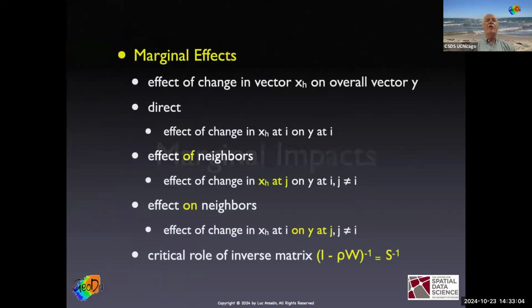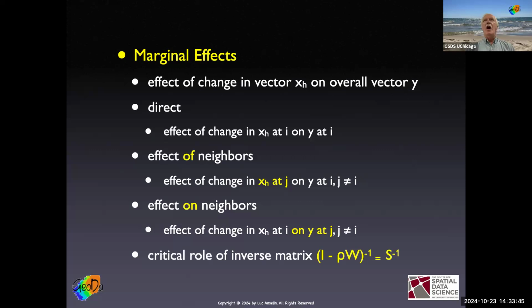So that's overall. Now, what is the effect at the margin? And there are 3 kinds of effects. The notation gets a little complicated, but just look at it carefully. The direct effect is the effect of the change of a variable in a location on the dependent variable at that location. So change in unemployment at location i on crime at location i. That's the direct effect.